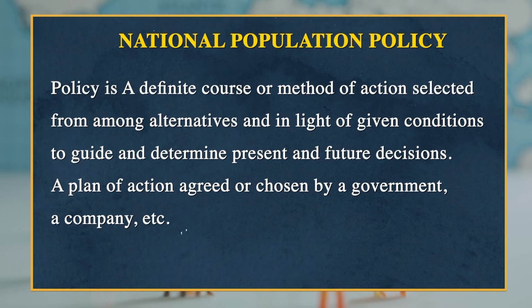National Population Policy. Before we discuss NPP, or the National Population Policy, let us understand what this word policy actually means. Policy is a definite course or method of action selected from among alternatives in the light of given conditions to guide and determine present and future decisions. A plan of action agreed or chosen by a government, a company, etc.